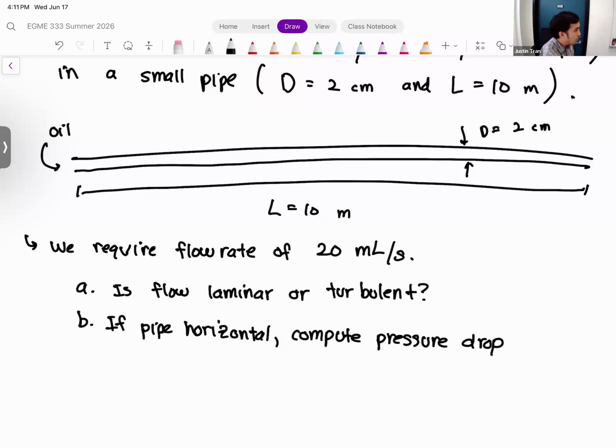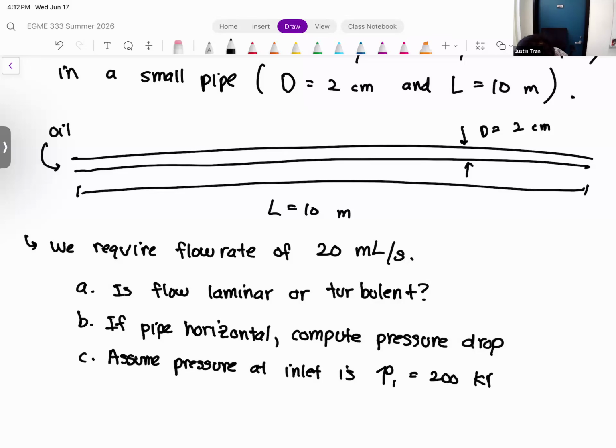So for that, we're going to use the Hagen-Poiseuille law that we just went over. Okay, next for part C, let's assume that our pipe is still horizontal, but let's say we measure the pressure at the inlet to be 200 kilopascal. All right, so based on that, let's compute the pressure at the outlet as well as the pressure at the middle of the pipe.